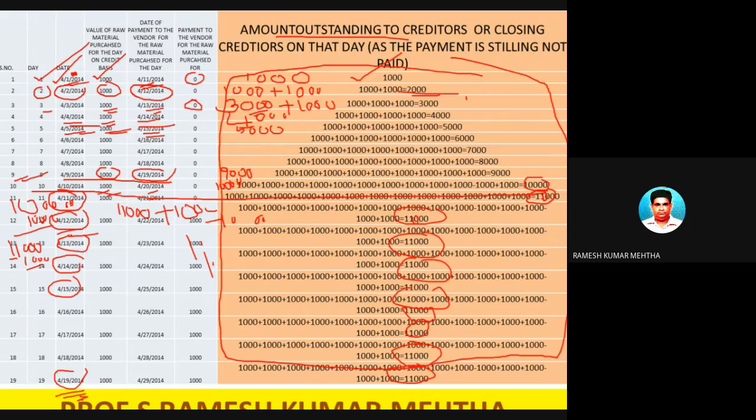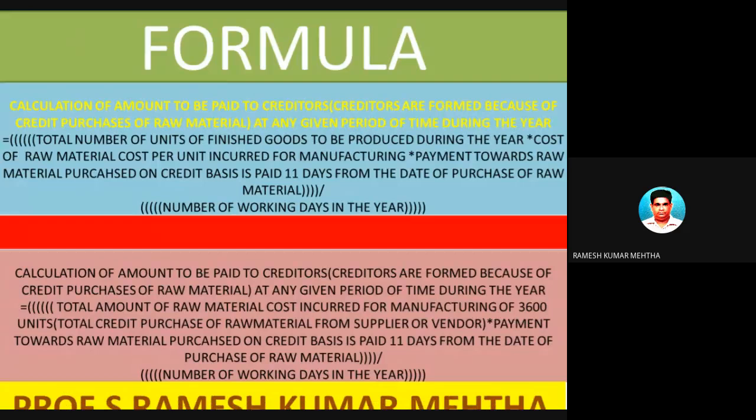So, in place of this, you can adopt a formula. The formula is: amount of money outstanding to the creditors at any given period of time is given by total number of units produced during the year, into cost of raw material per unit, into payment, how much time is taken to make the payment to the creditors, and total number of working hours or days in a year.